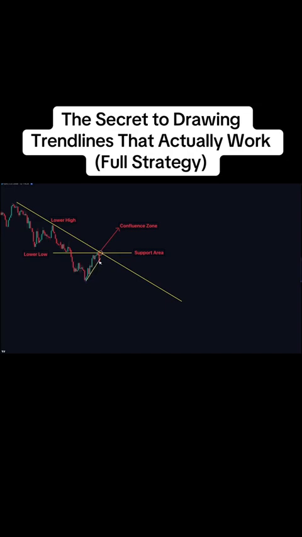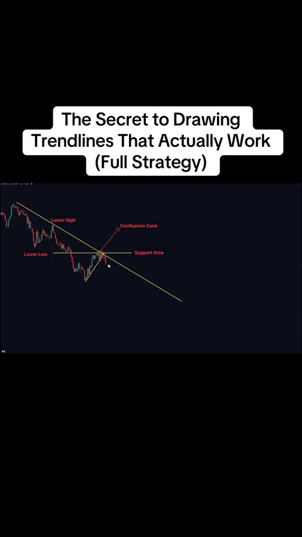Here's a simple trick. To confirm the trade setup, draw a short-term trend line over the pullback, that small upward move, then wait for that mini trend line to break before entering. Why is this important?